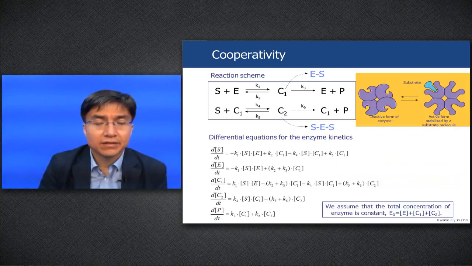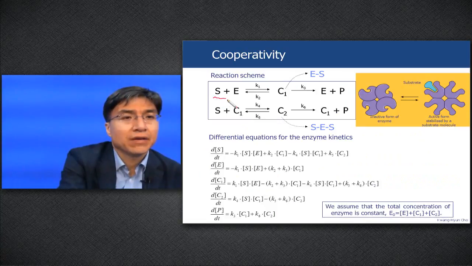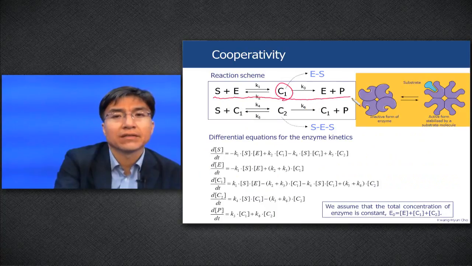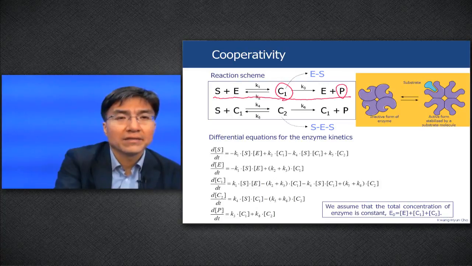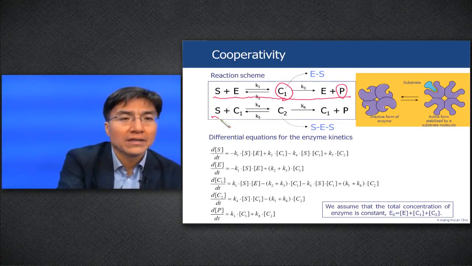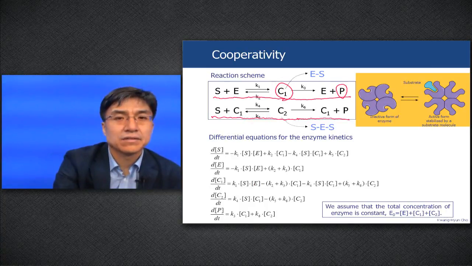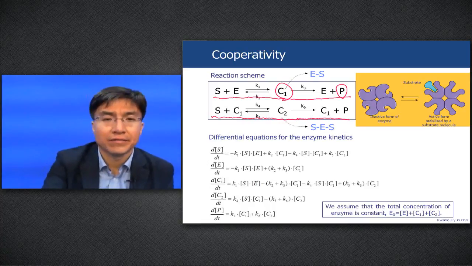We can describe this cooperativity as follows. Substrate and enzyme bind together and form a first complex C1, and it can produce product. But once there is a first formation of a complex, it makes it much easier for another binding of substrate and enzyme. So it facilitates the substrate-enzyme reactions.